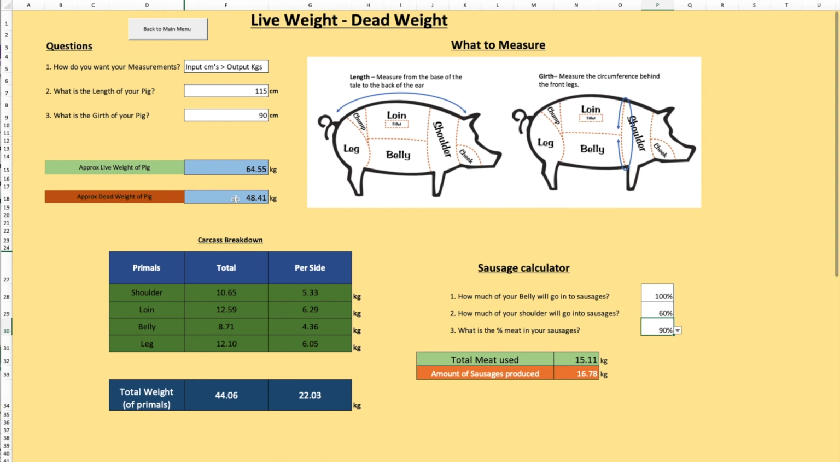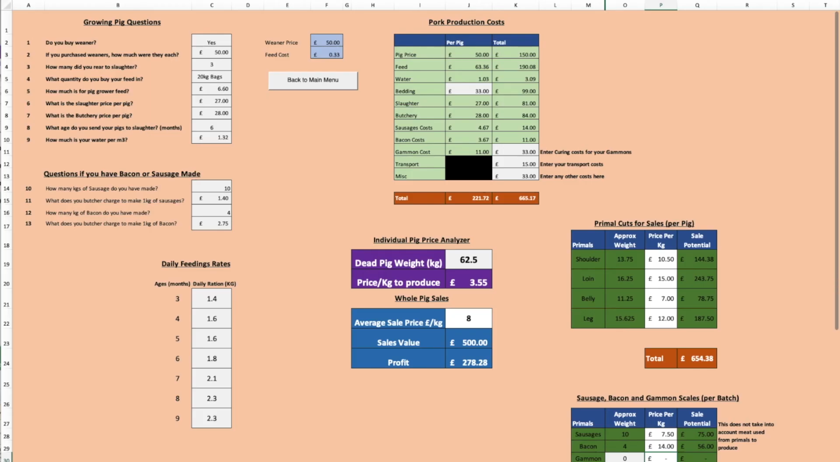Again, you can then use this value here if you don't have your pigs back from the abattoir yet and you're trying to work out potentially what you can return. The approximate dead weight here is 48 kilos. You can go back to your pig production cost and say that it was 48.21 kilos, and then obviously that has an impact on what your costs are potentially going to be. Again, this is just a guide.